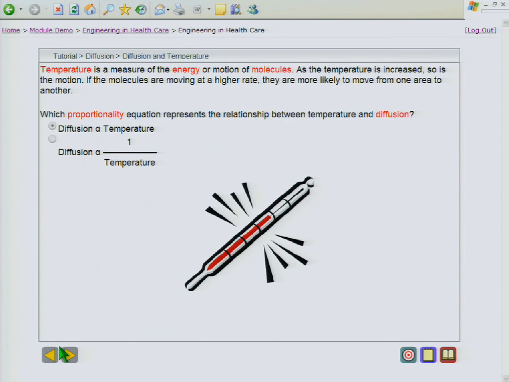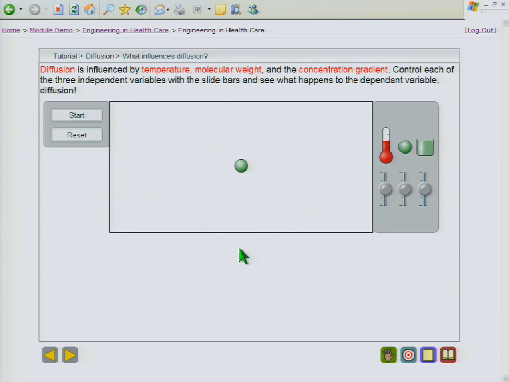Scientific principles are introduced in context using interactive animations that allow the student to explore the topics. For example, in the animation shown, students can explore how temperature influences the diffusion of molecules.